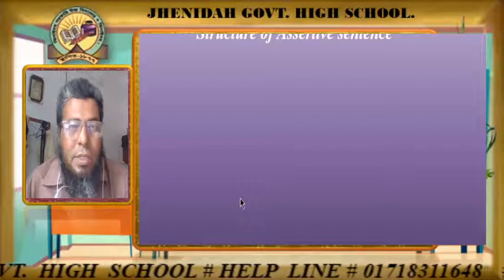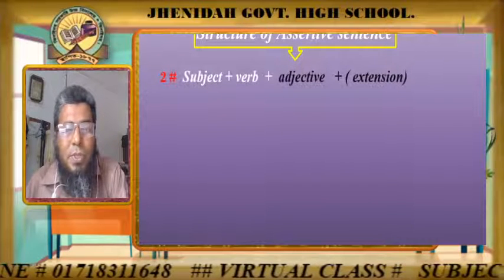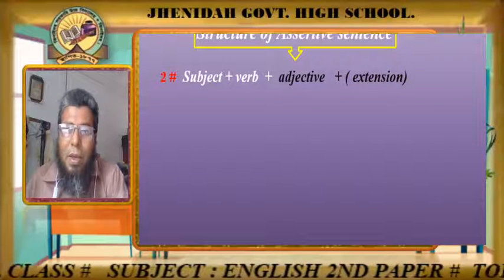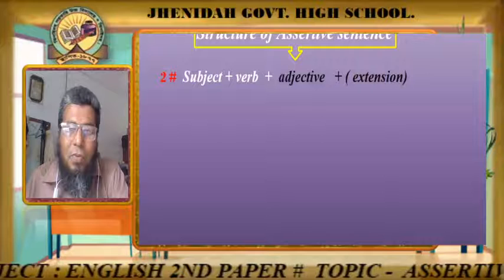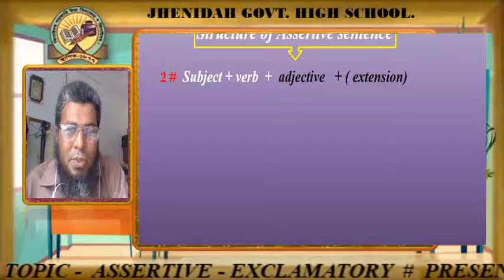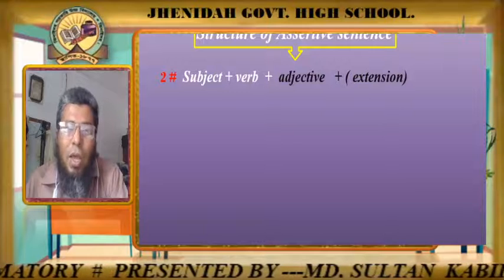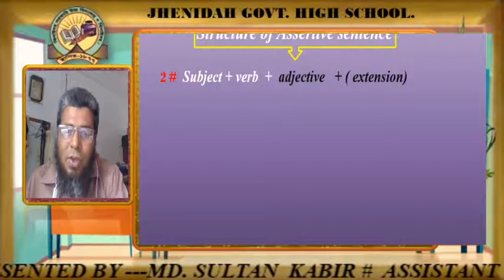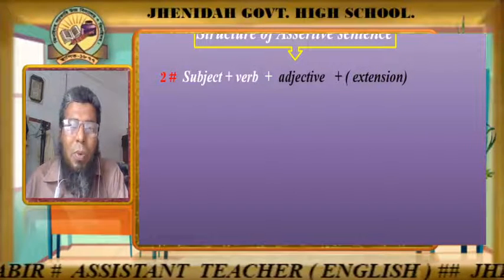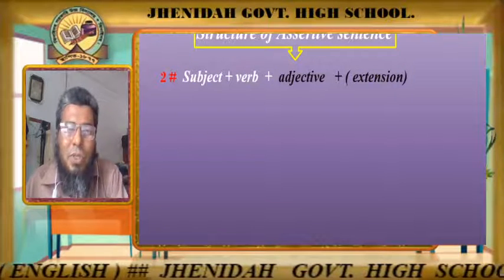Now look at another structure of assertive sentence. The second structure is subject plus verb plus adjective plus extension. Look, can you find any difference between the first structure and the second structure? Yes, here there is no a or an, and there is no noun after adjective. এখানে আমরা একটা পার্থক্য দেখতে পাচ্ছি, ভার্বের পরে কোনো এ বা অ্যান নাই এবং অ্যাডজেক্টিভের পরে কোনো নাউন নাই। So how can we change this assertive sentence into exclamatory?